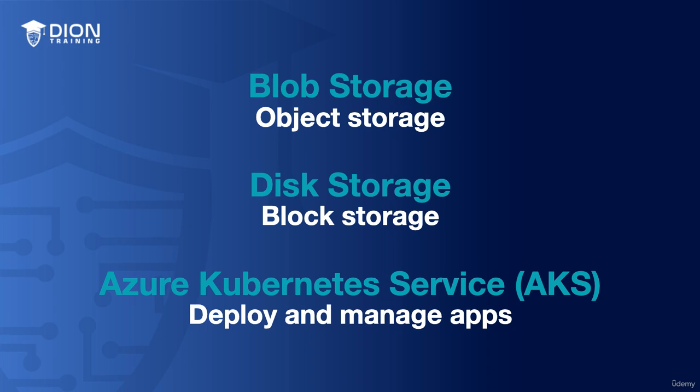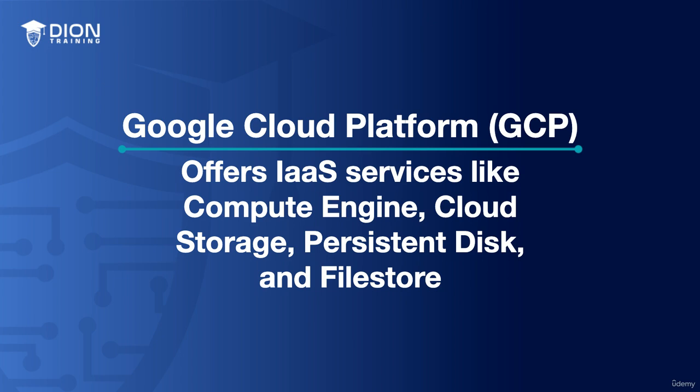Third, we have the Google Cloud Platform known as GCP. Now, Google Cloud Platform also offers infrastructure as a service, including things like Compute Engine, which allows you to create and manage virtual machines on which to run your own applications and services. GCP also offers cloud storage, which provides you with scalable object storage. GCP also has persistent disk, which is used for block storage, or Filestore, which is used for file storage.